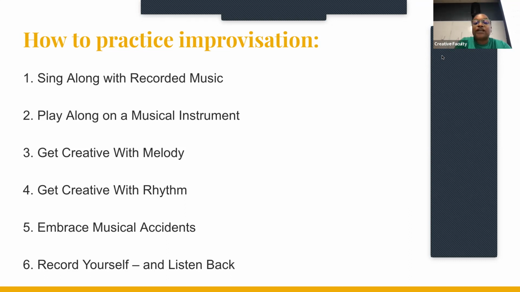Also, play along with a piece of music. If you decide you want to strengthen your aural skills in relation to hearing something and then being able to play it back on your instrument, that's also a really great practice for learning how to improvise. Then get creative with the melody. We saw that in all of the videos that we watched, taking Mary Had a Little Lamb and the jazz standard and adding all these different embellishments and your own personal touch, and even changing the rhythm, which we saw across the board from all of the different composers.